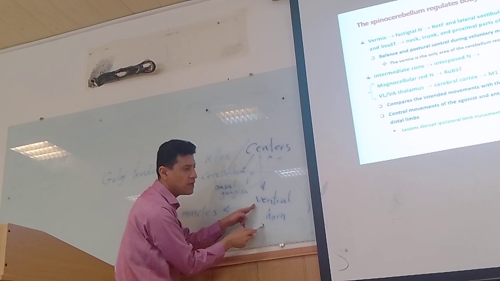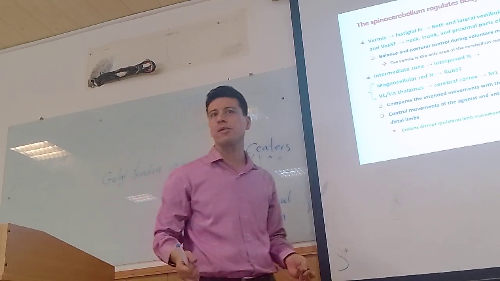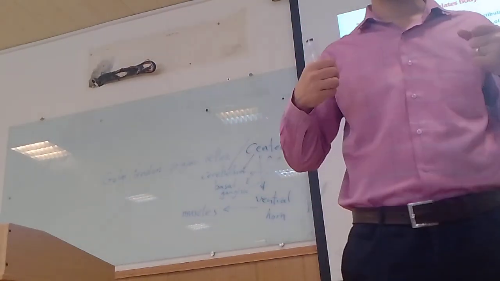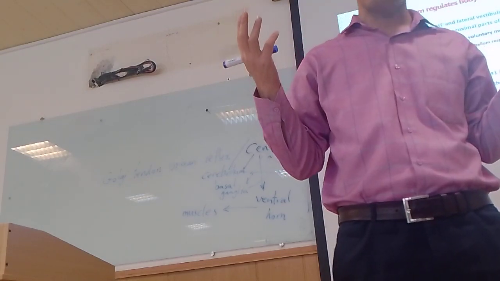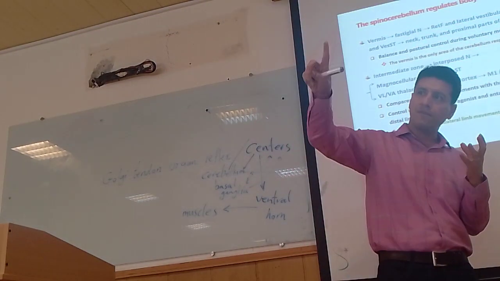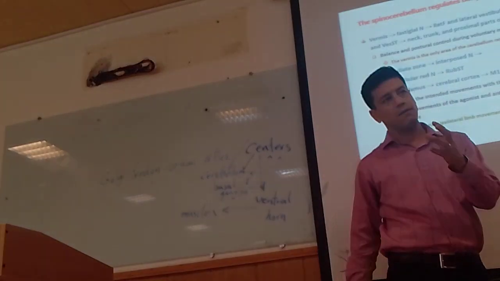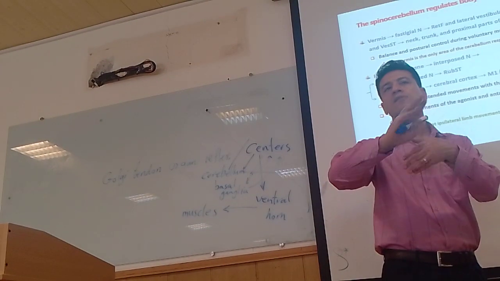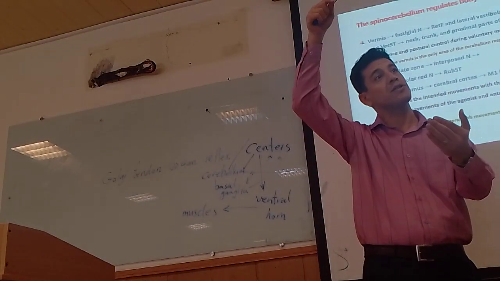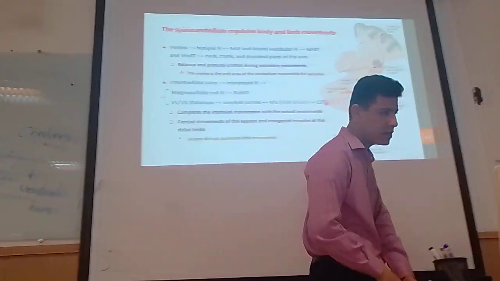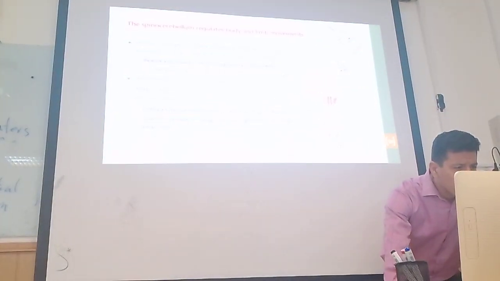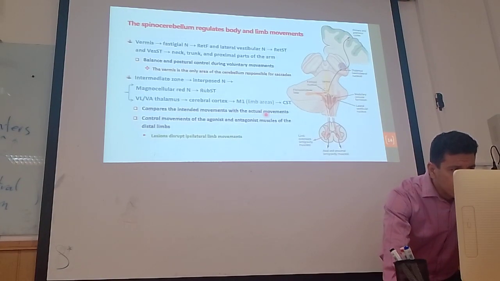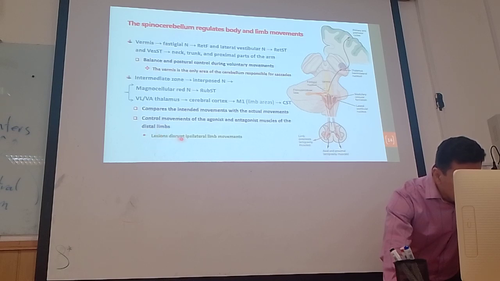Corticospinal tract activates ventral horn neurons. Ventral horn neurons contract muscles of the limbs and face. Right? So the cerebellum receives information from the cortex and from the body, and compares them. This way it can manipulate the information in the corticospinal tract. Got it? So it compares the intended movement with the actual movements, controlling movements of agonist and antagonist muscles in the distal limbs. Lesion causes ipsilateral limb movement problems.